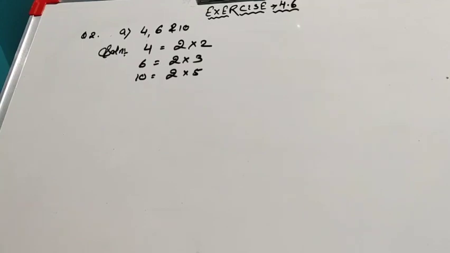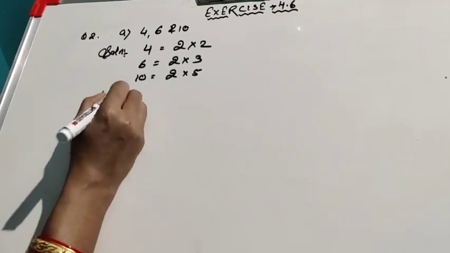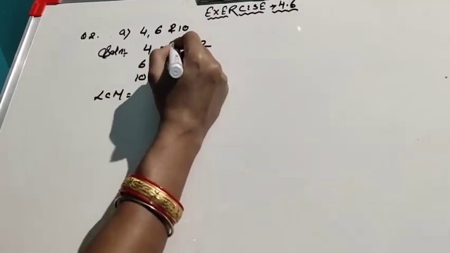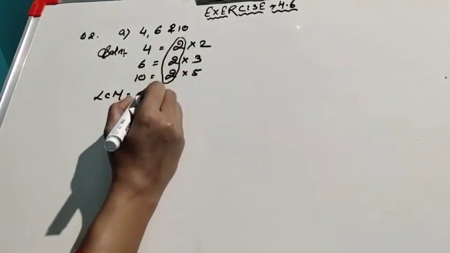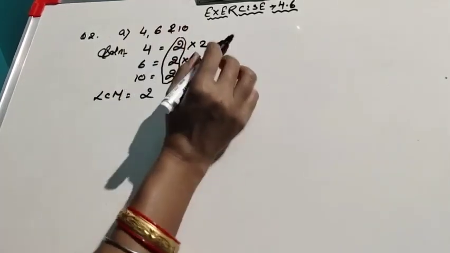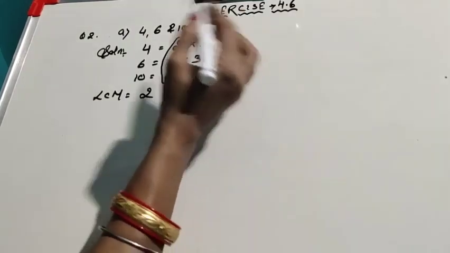So in this question what will we do? We will write LCM is equal to the common factor 2. Now, which ones are single? There is no pair, so we will write them the same.